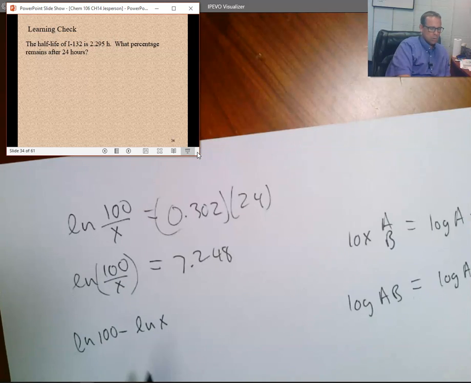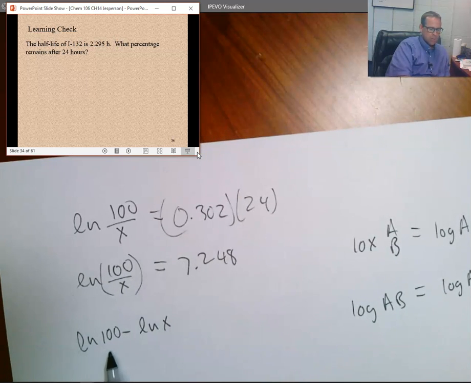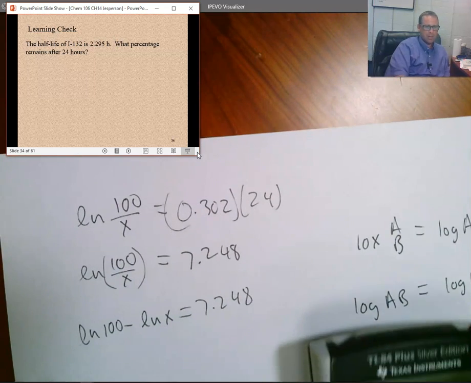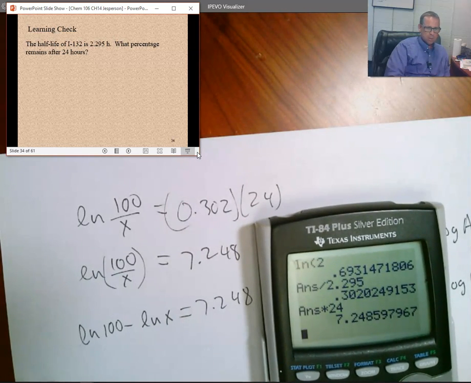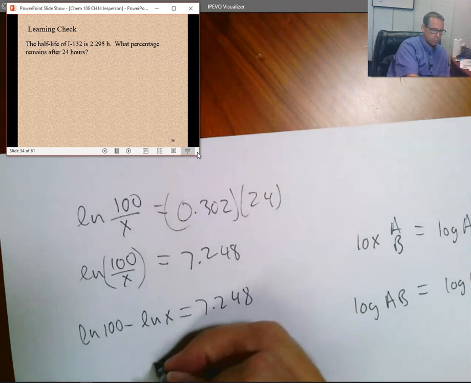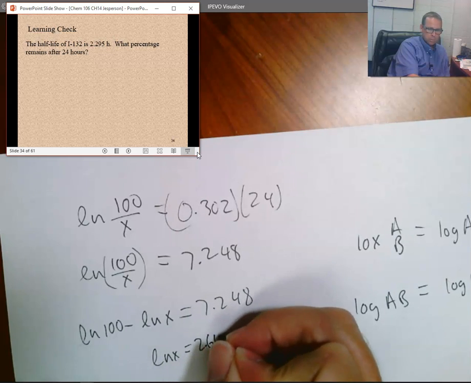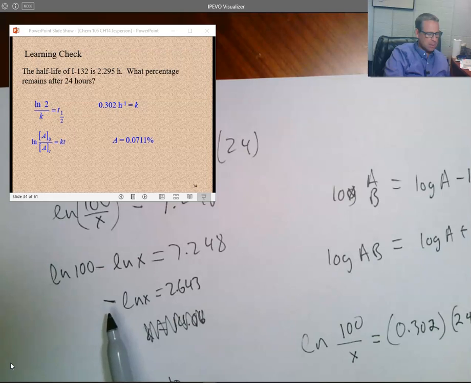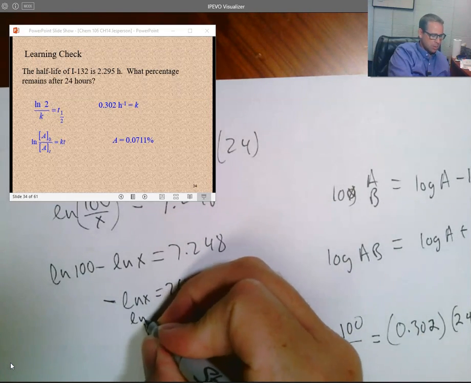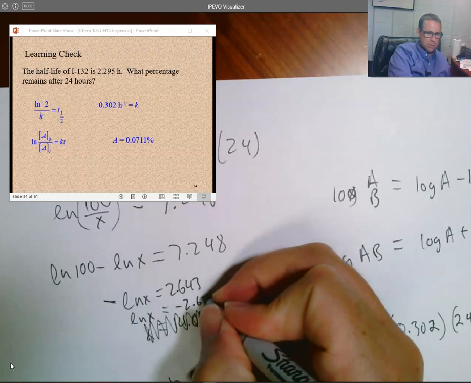All right, so this here, natural log of 100 minus natural log of x equals 7.248. Okay, so now I can type in 7.248 and subtract from it the natural log of 100. And that's going to give me 2.6432. Okay, so I have to keep that minus sign. Negative natural log of x equals 2.643. And then I have to divide both sides by -1, so the natural log of x will equal negative 2.643.